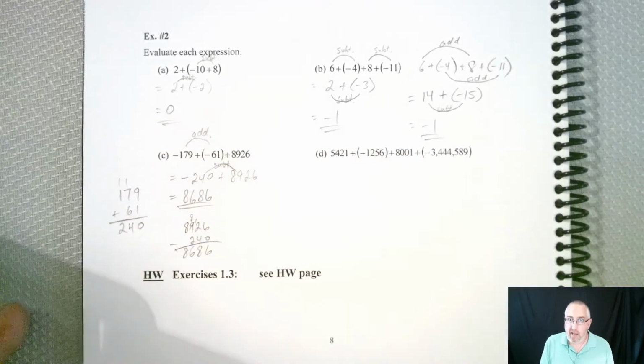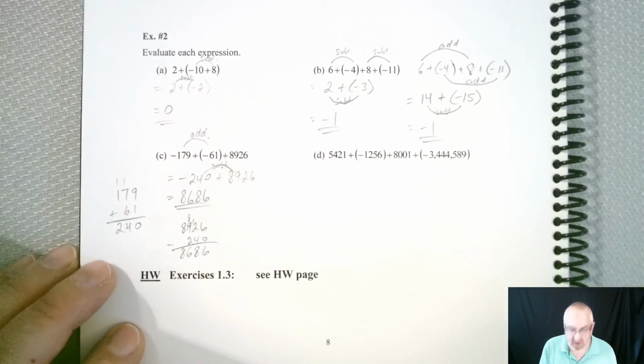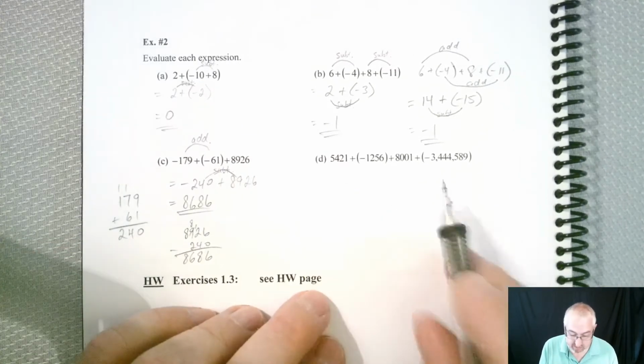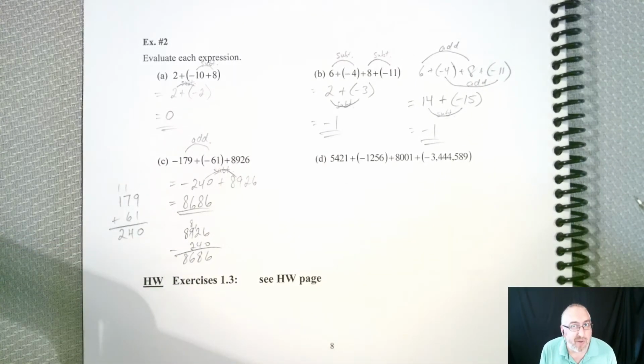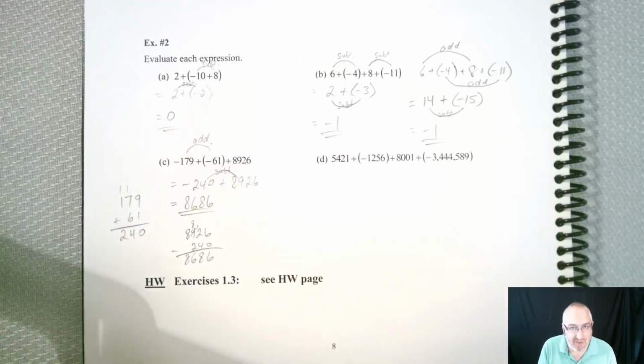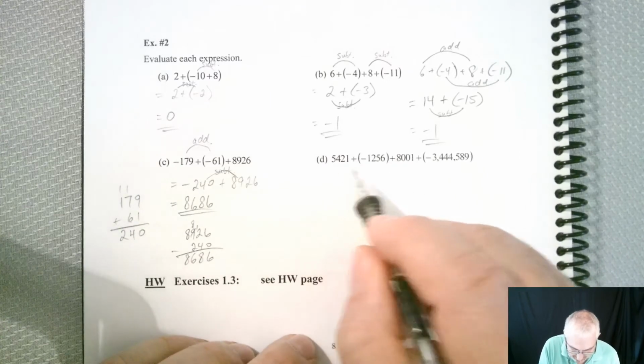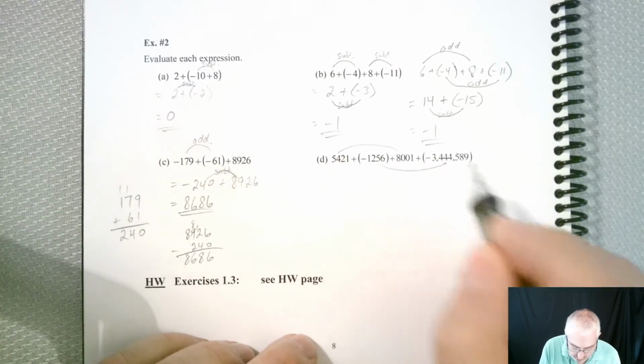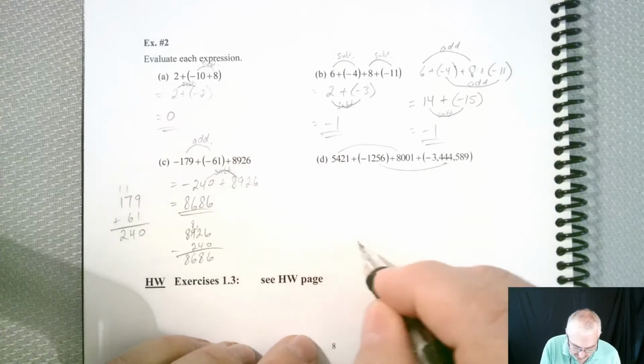Okay, let's try the last one. Ooh, this is the yucky one. Well, how can we make it easier for ourselves? We just did it up above. Let's group together the positives. Let's group together the negatives. That makes life a lot easier. So we'll group those, and we'll group those. So let's add them down here.